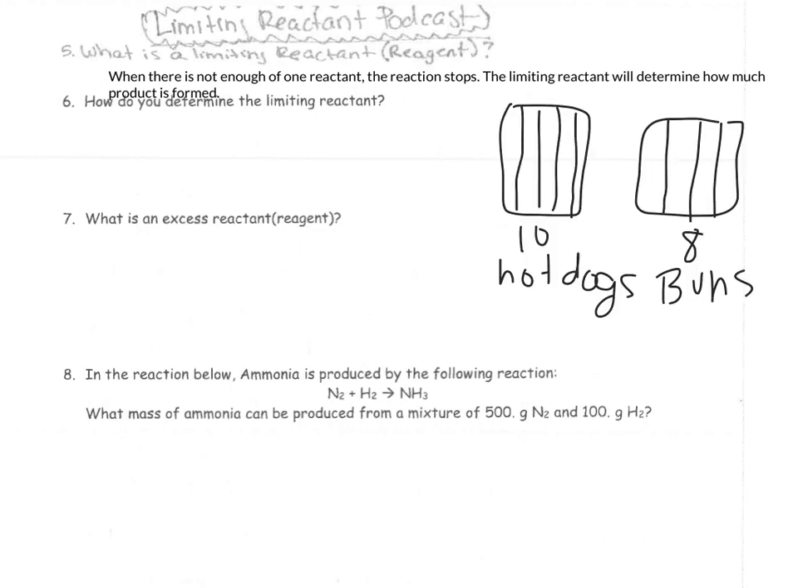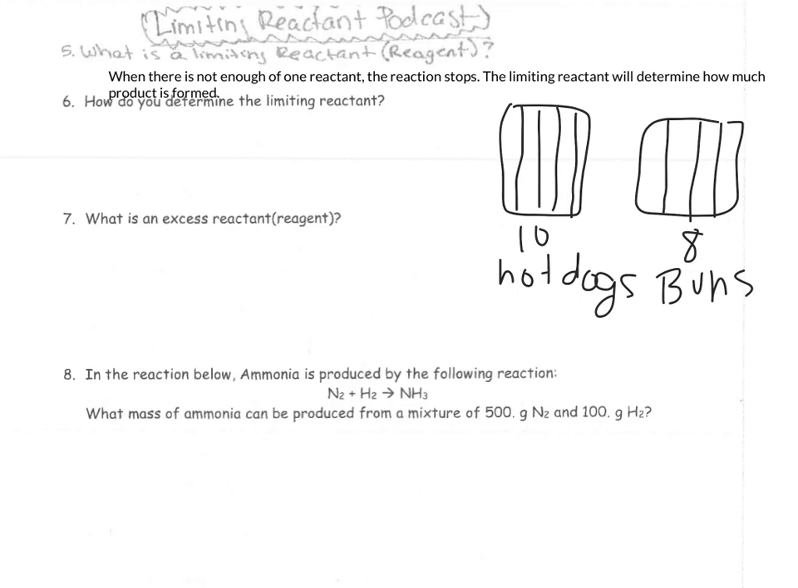For example, we've all bought hot dogs and hot dog buns before for a barbecue. Hot dogs are sold in a 10-pack. Hot dog buns are sold in an 8-pack. So when you look at it, you can't make 10 hot dogs. You can only make 8 hot dogs because your buns will run out before you run out of hot dogs.